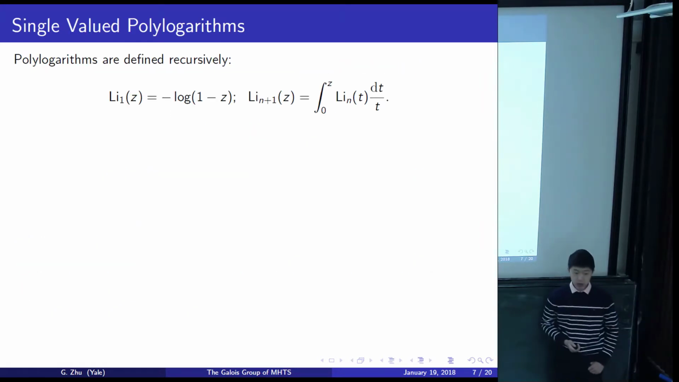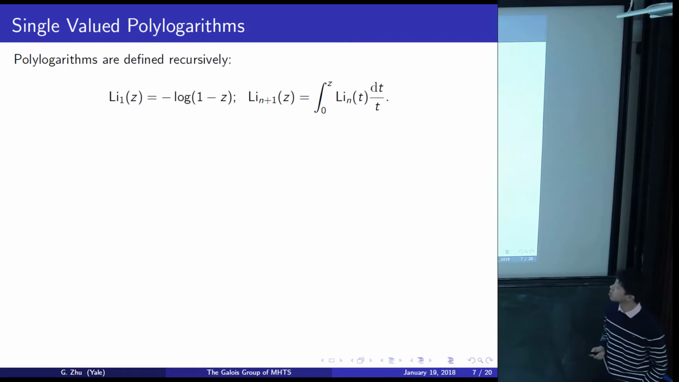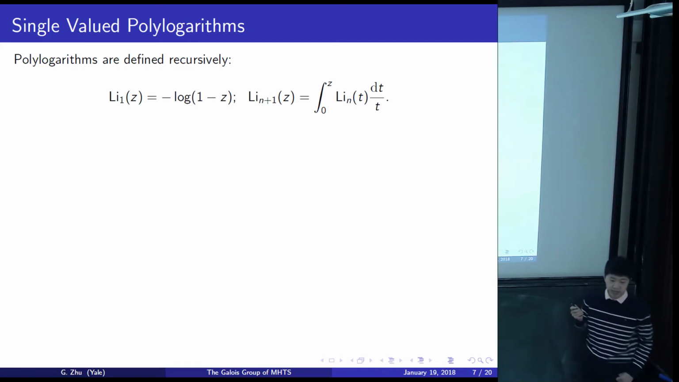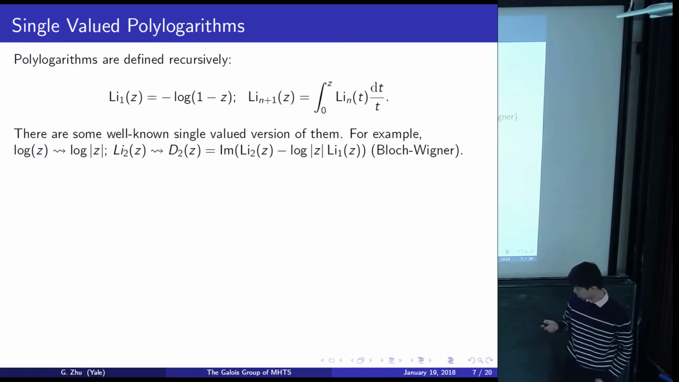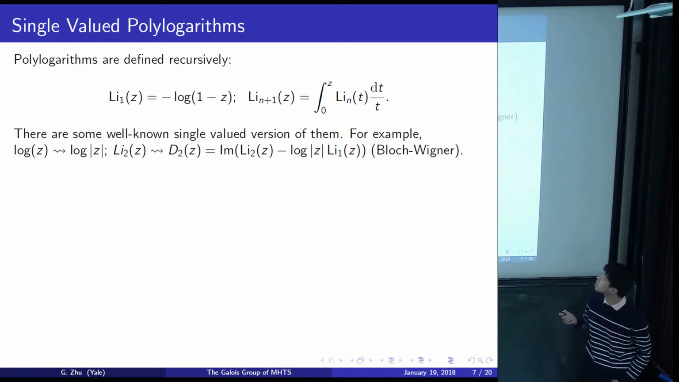Our story may start from the single-valued polylogarithms, for example. First, polylogarithms can be defined recursively. L1 is some log, and L_{n+1} is the integral of L_n dt over t. Note that the path to define L_{n+1} must match the path to define L_n. There are some well-known single-valued versions of these polylogs. For example, for the log, we have the real part. And for the dilogarithm, we have the Bloch-Wigner dilogarithm.